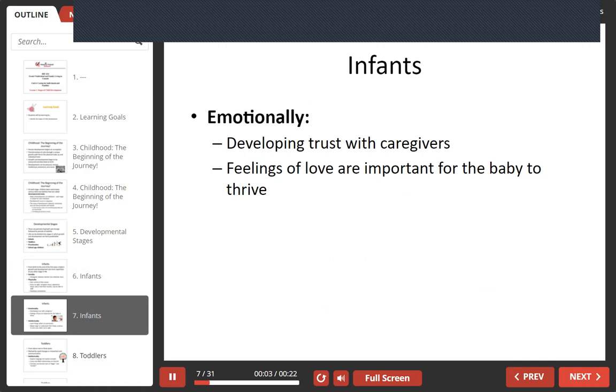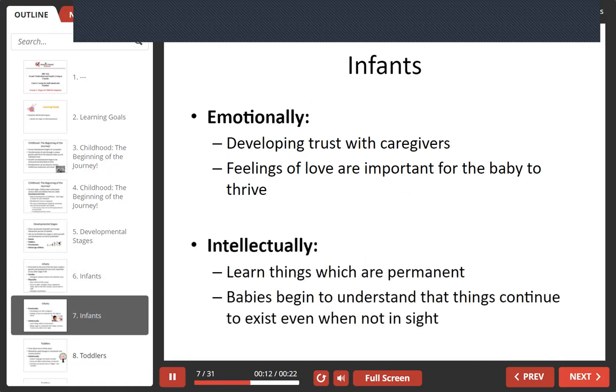Emotionally, infants begin to develop trust with their caregivers, and feelings of love are important for the baby to thrive. And intellectually, they learn that things are permanent. Babies begin to understand that things continue to exist even when not in sight.